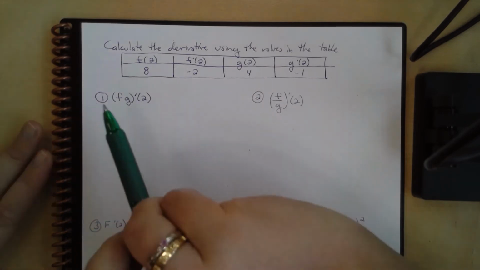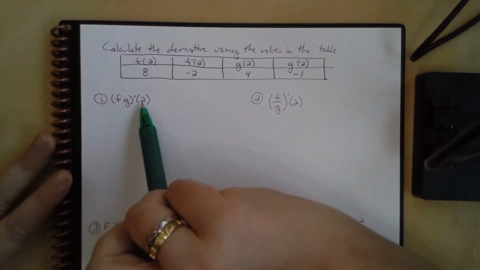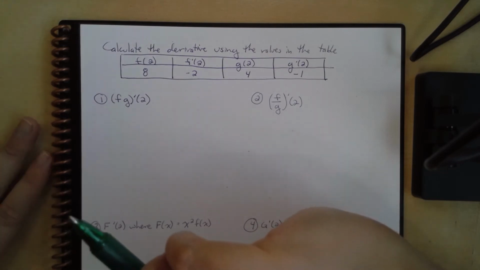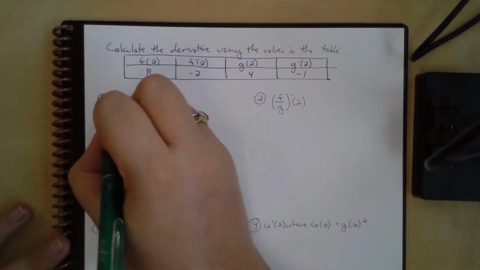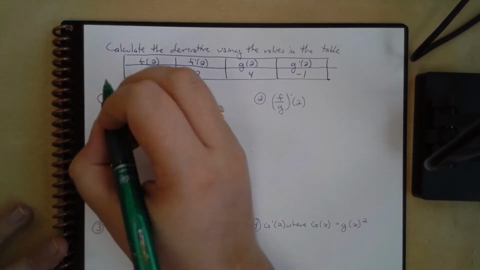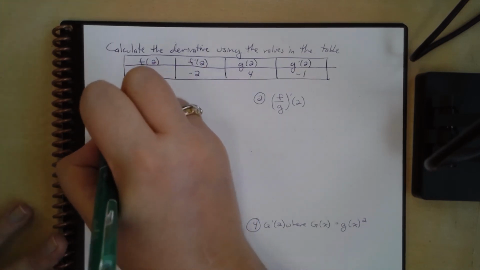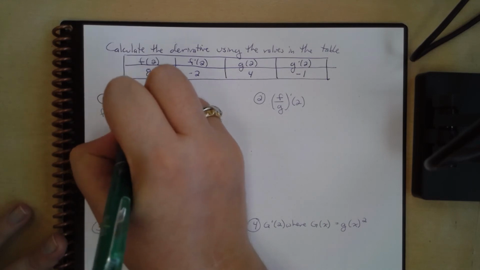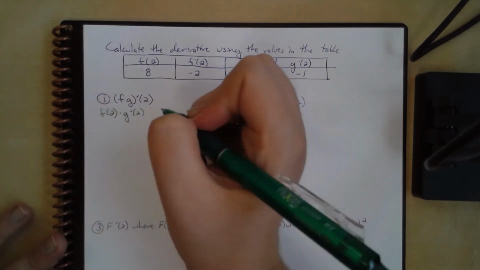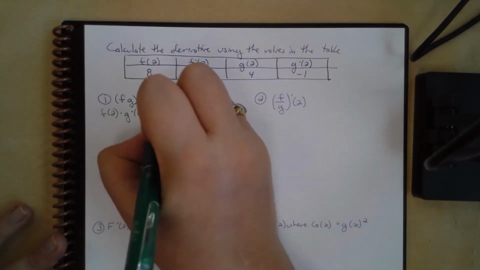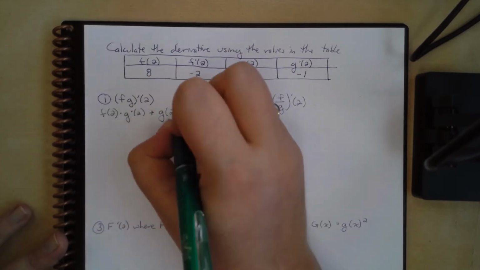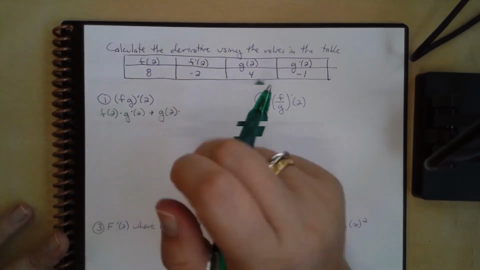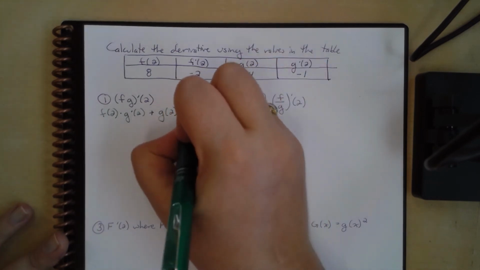So here we have f times g prime of 2. That's what we're trying to find. Well, this is basically the same as saying we can use the product rule here, right? So we're going to have f of 2 times g prime of 2, our first times the derivative of the second, plus the second, g of 2, times the derivative of the first. Sorry, this should be f prime of 2, right? So f prime of 2.